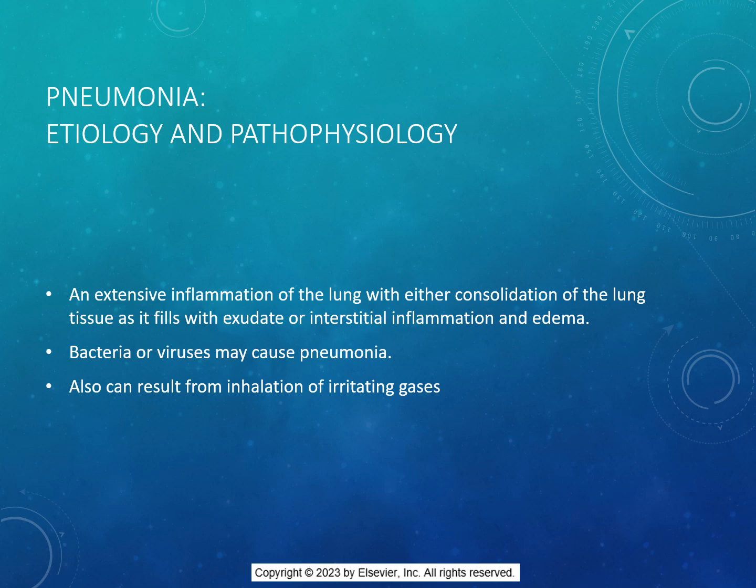Pneumonia is an extensive inflammation of the lung with either consolidation of the lung tissue as it fills with exudate, or interstitial inflammation and edema. This can affect one lung, most common, or both lungs. In 2017, 49,157 people died of pneumonia within the United States. It is the eighth leading cause of death in the United States.